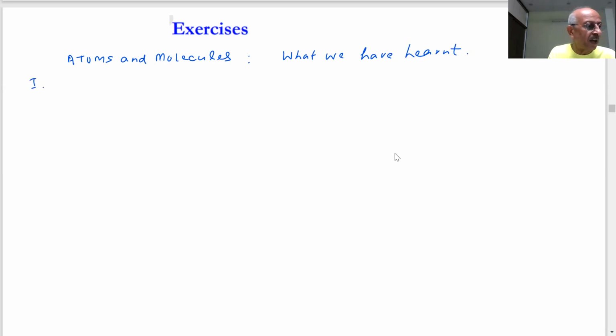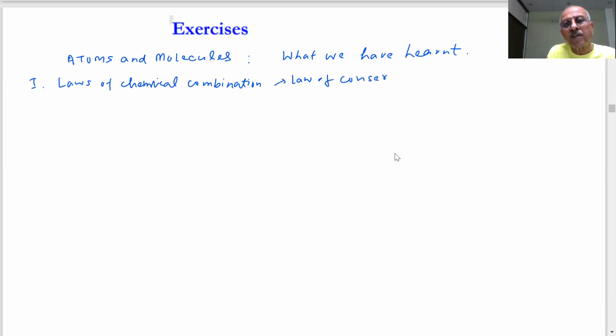First, we discussed the laws of chemical combination. What are the two laws which we discussed? Law of conservation of mass and law of constant proportion. Okay, we have discussed the law of conservation of mass.